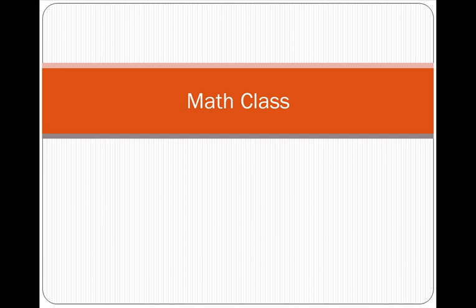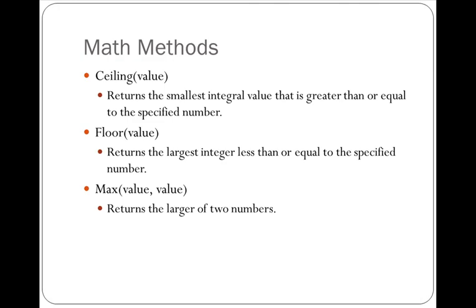Things we want to look at with math, pretty simple things. We're not going to get into a lot of them. There are many more than we're going to look at here. The ceiling actually rounds up, so to speak. It's always going to round up no matter what. Whether it's closer to the lower number or higher number, it's always going to round up to the next number. Floor is just the opposite. It always rounds down.